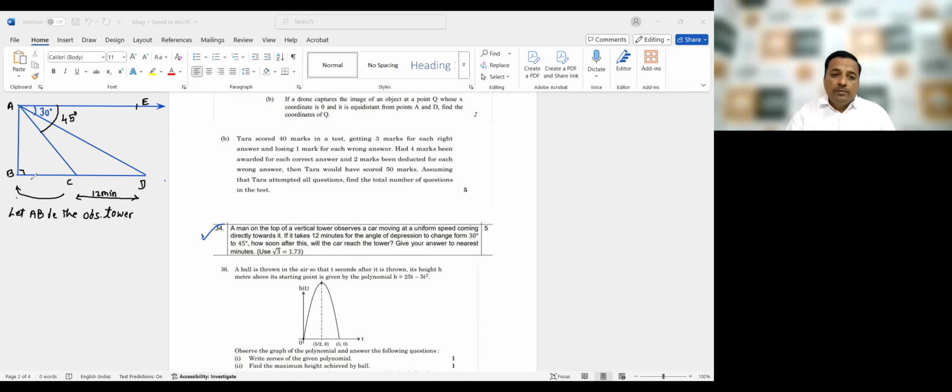AB is the observation tower. Then we have to draw AE parallel to BD. This we draw. Then we have to use the alternate angle concept: angle EAD is equal to angle ADB. This is 45 degrees. Now this is 45, then this one is also 45. Then the next one, sir, angle ACB would be 30 degrees. Yes, 30 degrees, correct.